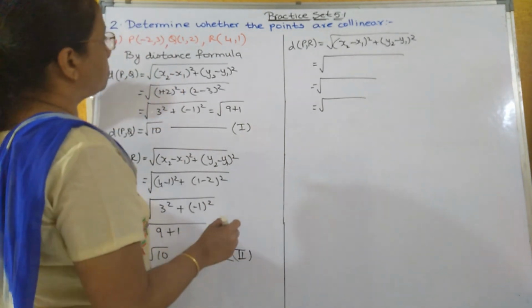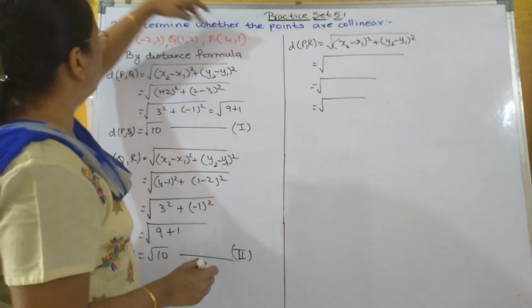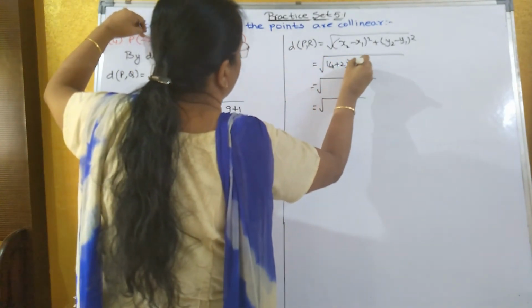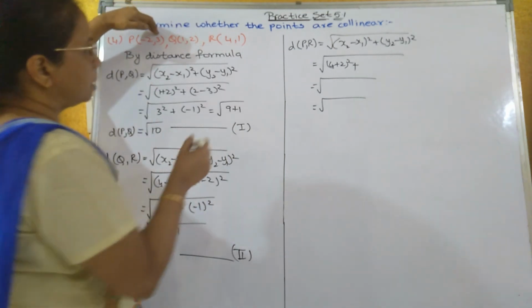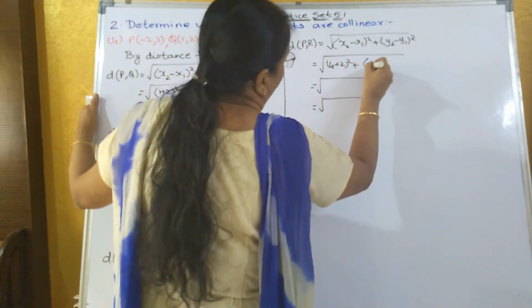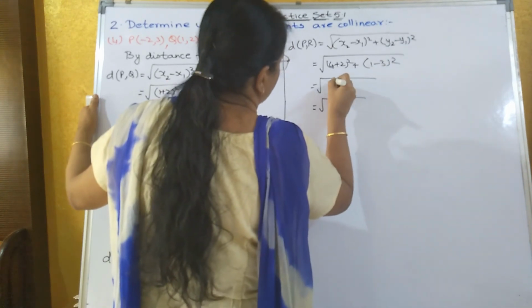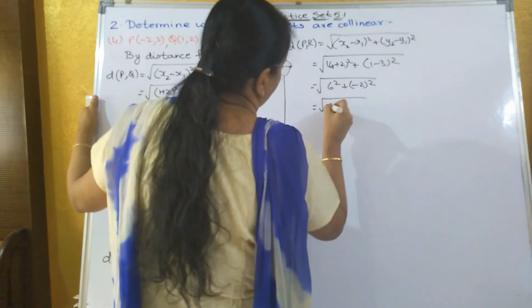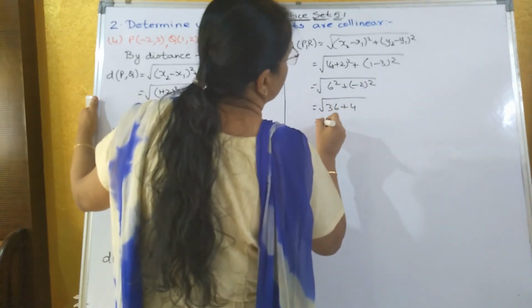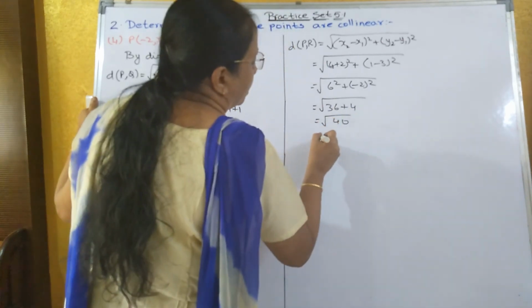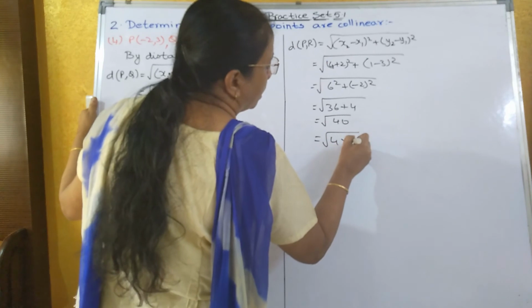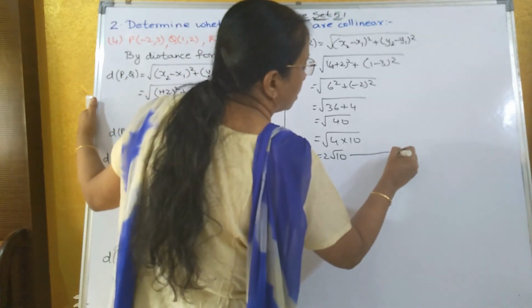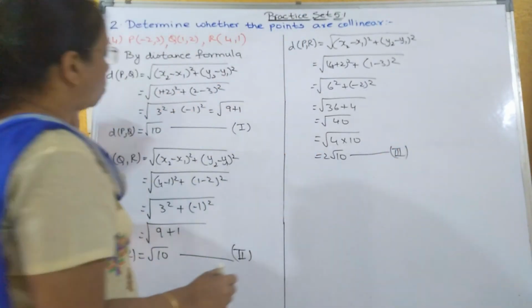Next one, distance PR. So (4 minus minus 2) plus 2. So (4 plus 2) the whole square plus (1 minus 3) the whole square. That's equal to 6 square. 1 minus 3 is how much? Minus 2 the whole square, that's equal to 36 plus 4, that's equal to 40. Now 40 can be written as 4 into 10. When you find out the square root of 4, it is what? 2. So 2 root 10. Let this be 3.